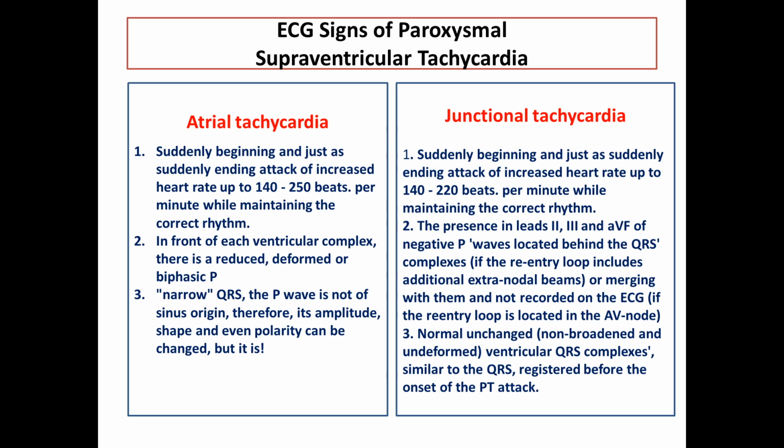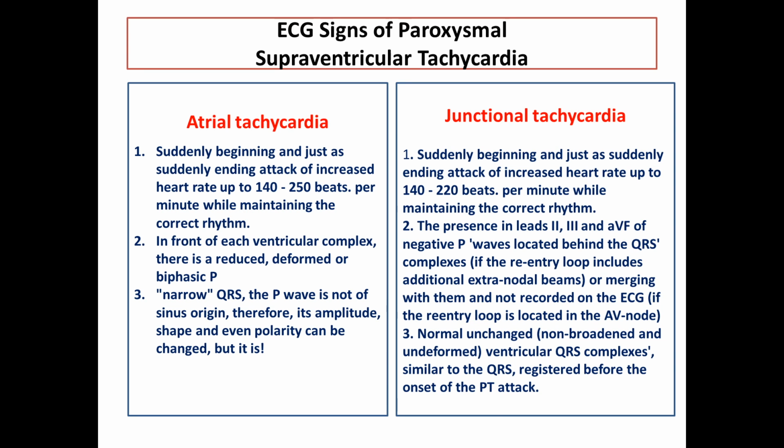Atrial tachycardia is characterized by a suddenly beginning and just as suddenly ending attack of increased heart rate up to 140 to 250 beats per minute while maintaining the correct rhythm. In front of each ventricular complex, QRS complex, there is a reduced, deformed, or biphasic P, and the QRS complex is narrow.